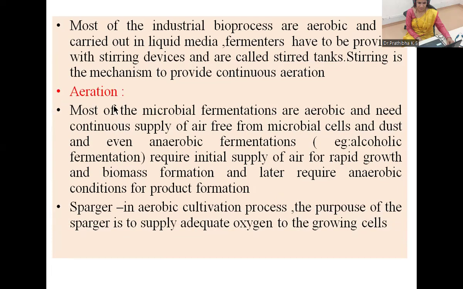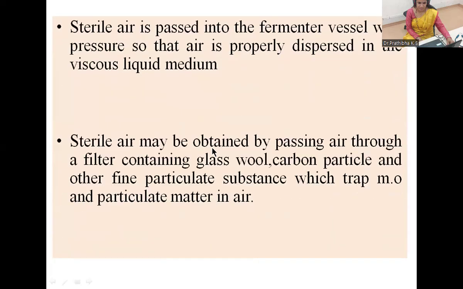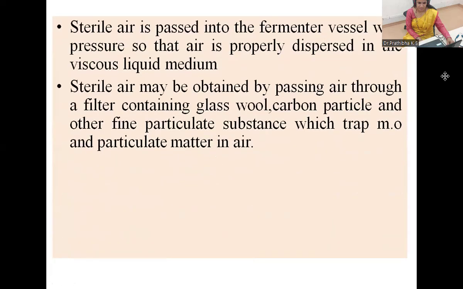So for aeration we use a device called the sparger, which is responsible for providing air or gas bubbles. In aerobic cultivation, the purpose of the sparger is to supply adequate oxygen to the growing cells. In the sparger, we send sterile air.